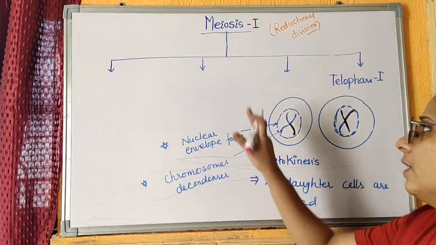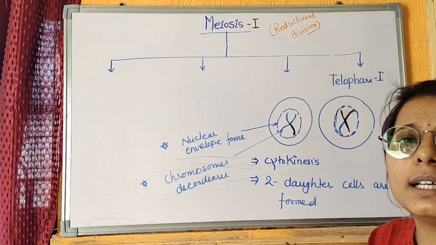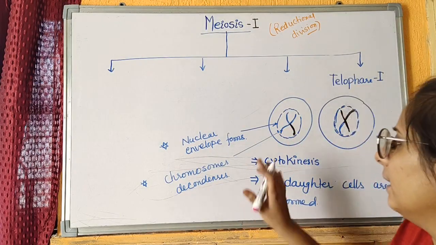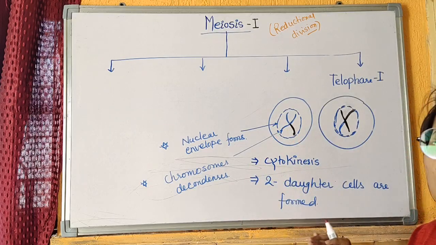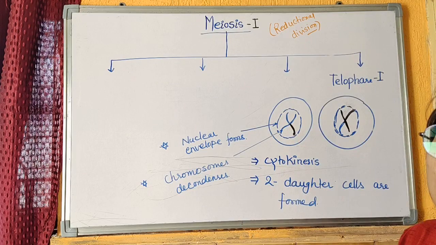Telophase is the last phase of meiosis 1. In telophase, the nuclear envelope is again formed and the chromosomes get decondensed. During telophase, cytokinesis occurs and two daughter cells are formed having a pair of homologous chromosomes.